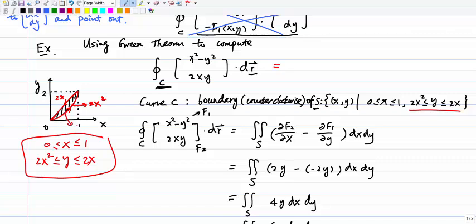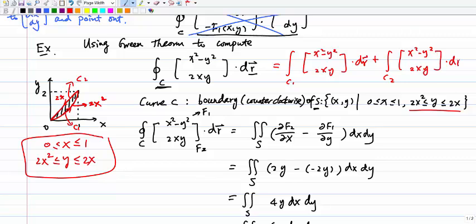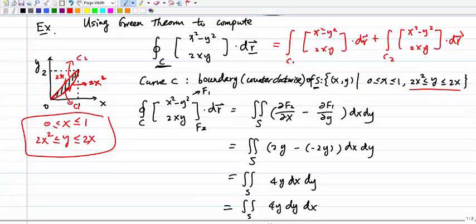So this is my C1 and this is my C2. You can decouple this as the integral over C1 of (x squared minus y squared, 2xy) dot dr, plus the integral over C2 of (x squared minus y squared, 2xy) dot dr. That's also okay, but I'm going to show you that you can still use the Green Theorem. Because C satisfies the condition, the region S is on the left when you move along the direction of the line integral, which satisfies the property of the Green Theorem.